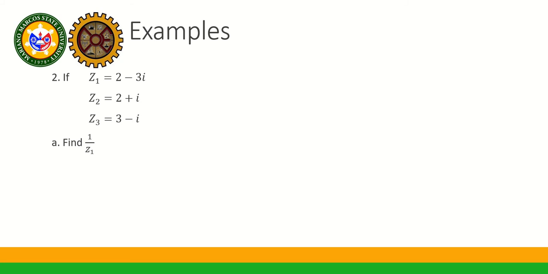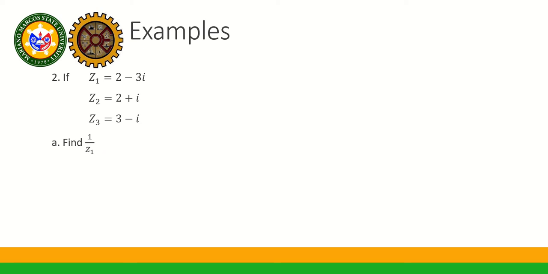Okay, so we continue our discussion on the operations and the modulus of complex numbers. Let's have example number 2. If z sub 1 is equal to 2 minus 3i, z sub 2 is equal to 2 plus i, and z sub 3 is equal to 3 minus i, find 1 over z sub 1 in letter A.